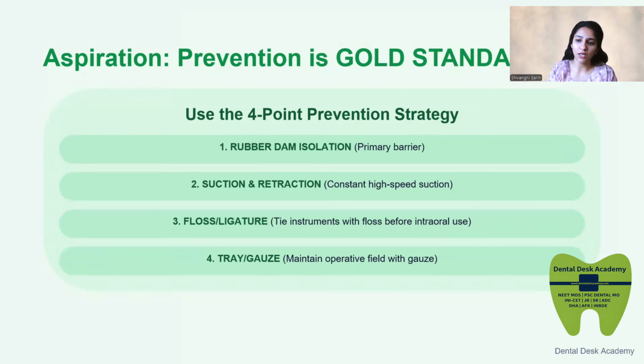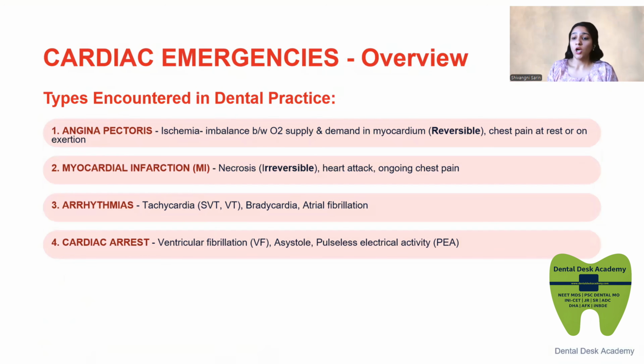So to prevent a foreign body aspiration, because it's very difficult to manage, please ensure the 4-point prevention strategy as a dentist. Use the rubber dam isolation, which is the best and primary barrier. Use suction, use a retractor. You can tie your instruments with floss before using them intraorally. You can use a tray or a gauze to maintain your operative field. Okay, so this was all about foreign body obstruction.